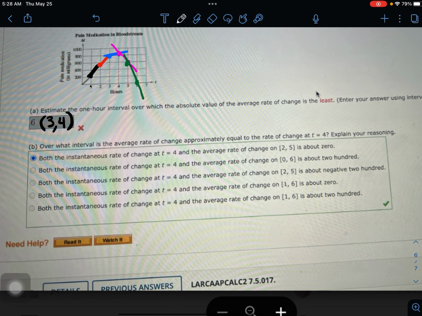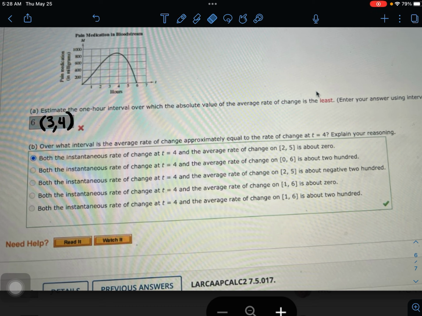Going down to B. Looks like you got B. Yeah, you got B right. I see the green check down there. But let me just talk about it real quick. It says, over what interval is the average rate of change approximately equal to the rate of change at t equals 4? I'm going to erase everything I have.